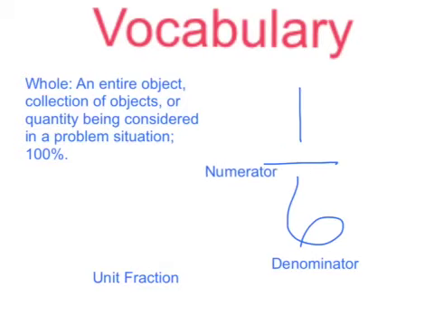Numerator is our next word. This is the number that's always found on the top of a fraction. When you are using a fraction to show division, this is the number that's being divided.